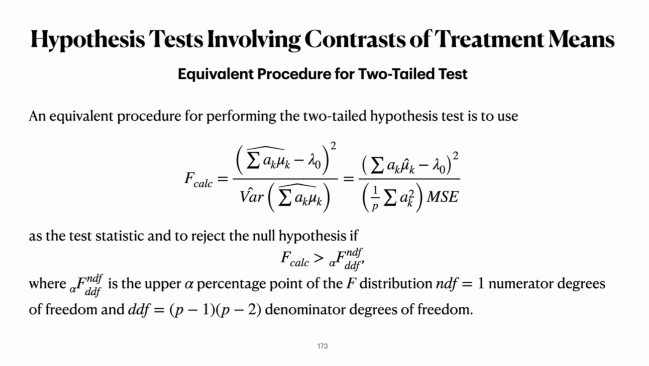Again, if we are performing a two-tailed test, then we can utilize the F statistic version of the test. All right, and so this would be the expression for the F statistic, F calc. And then the rejection criterion would be to reject the null hypothesis if the value of this test statistic is greater than the upper alpha percentage point of the F distribution with one numerator degree of freedom and p minus 1 times p minus 2 denominator degrees of freedom.